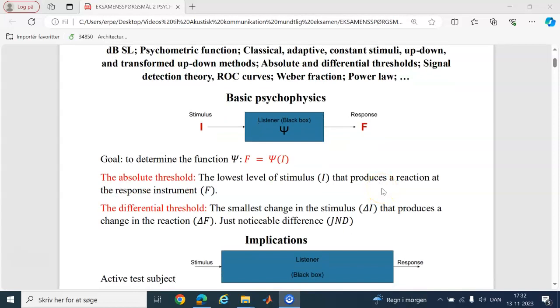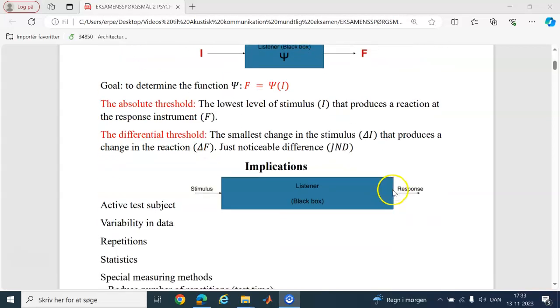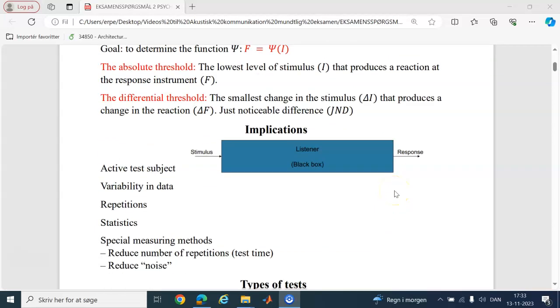Then there is the differential threshold, the smallest change in the stimulus, delta I, that produces a change in the reaction, delta F. We can also call it the just noticeable difference, JND. Okay, stimulus, a listener, and a response.